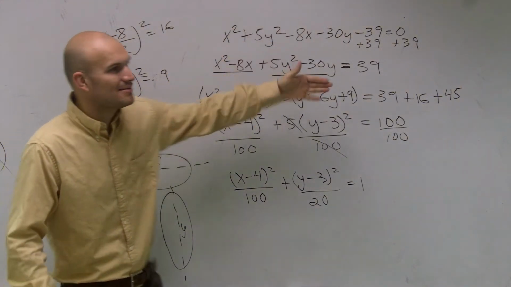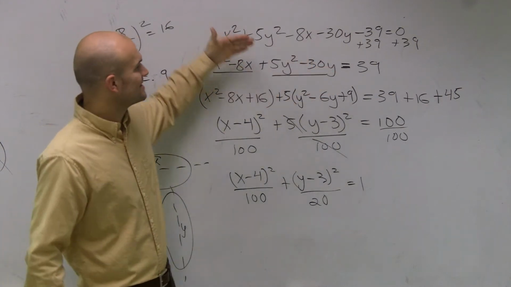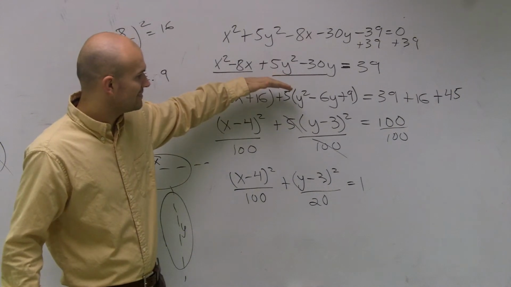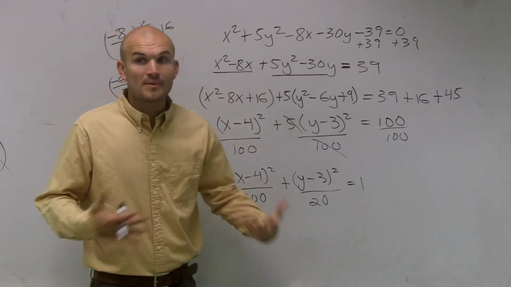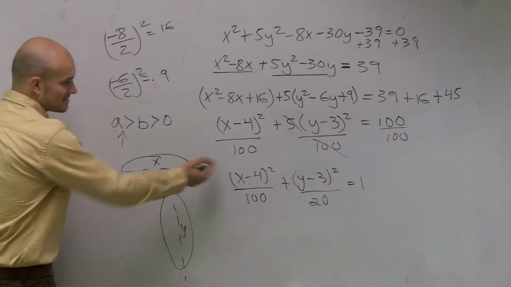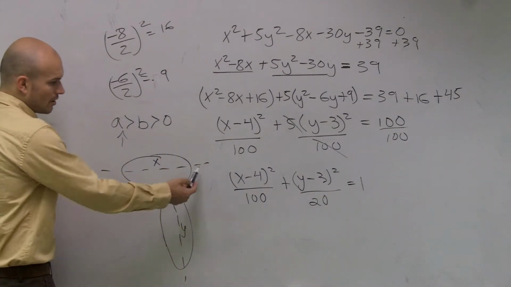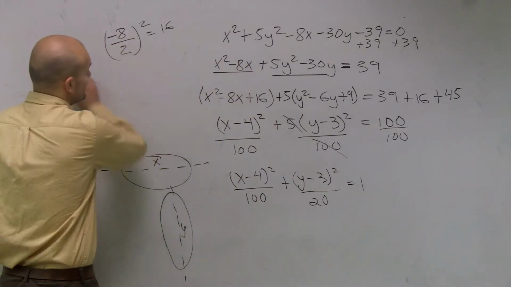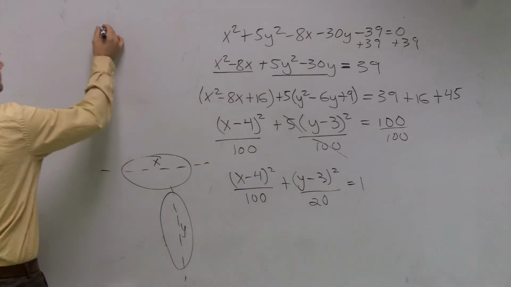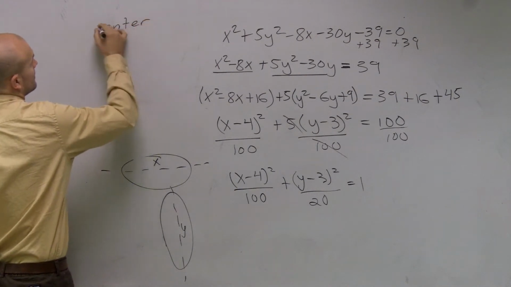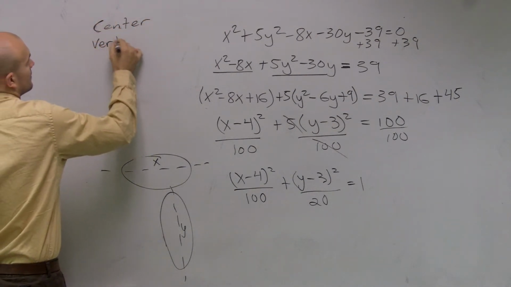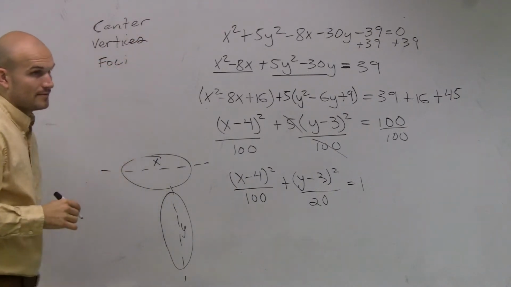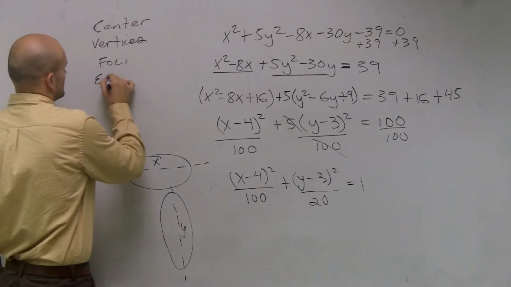Well, the other two problems, we just found the standard form, right? So that's what I was thinking. We completed the square, and now we've got our standard form. From our standard form, we were able to determine that the major axis of symmetry is going to be horizontal. So now we need to determine the center, the vertices, the foci, and the eccentricity.